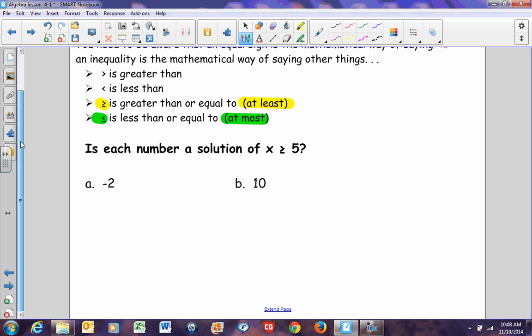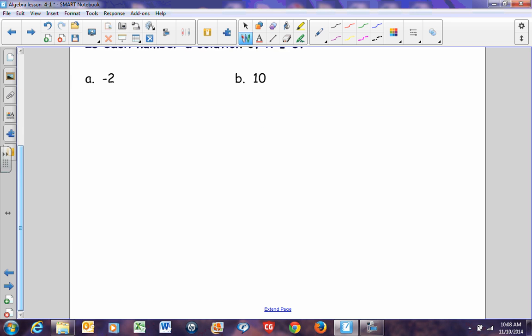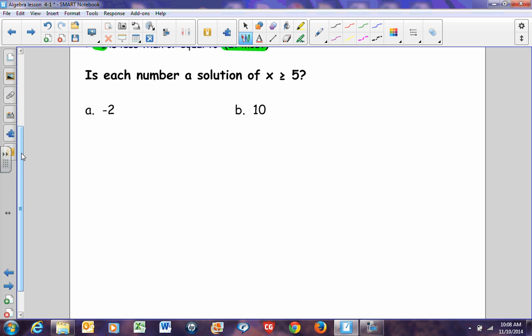If we're going to see if a number is a solution to an inequality, you simply need to plug the number in to see if it makes a true statement or not. For example, if I want to see is each number a solution if x is greater than or equal to 5. So we want to plug in -2 for x. So -2, is that greater than or equal to 5? No, that is not greater than or equal to 5, so -2 is not a solution. If I look at 10, is that greater than or equal to 5? Yes, it is. 10 is greater than 5, so yes, 10 is a solution to the inequality of x is greater than or equal to 5.